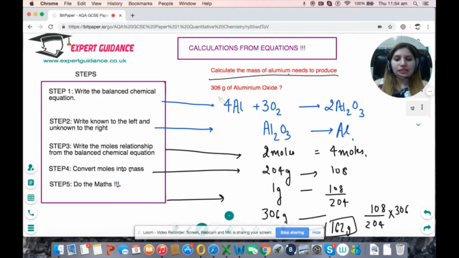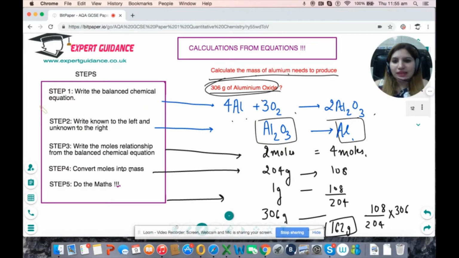They say calculate the mass of aluminium needed to produce 306 grams of aluminium oxide. Now first, the balanced chemical equation. Aluminium plus oxygen gives Al2O3. In the exam, they might give you the equation as well. Now, what is known to us? They have given us the mass of aluminium oxide. So I'll keep the mass of aluminium oxide to the left and I'll put aluminium to the right.